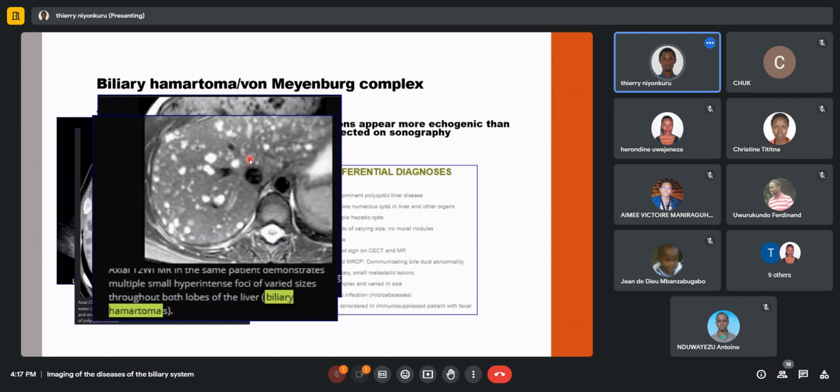On T2, you can see very well that they are hyperintense, well-defined cystic lesions along the right lobe of the liver, suggestive of biliary hamartoma, with no intra- or extrahepatic bile duct dilatation and without any communication.